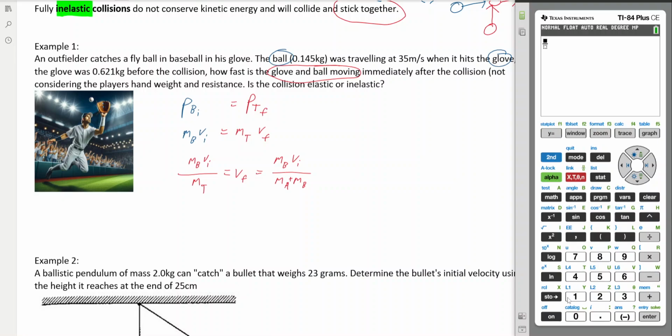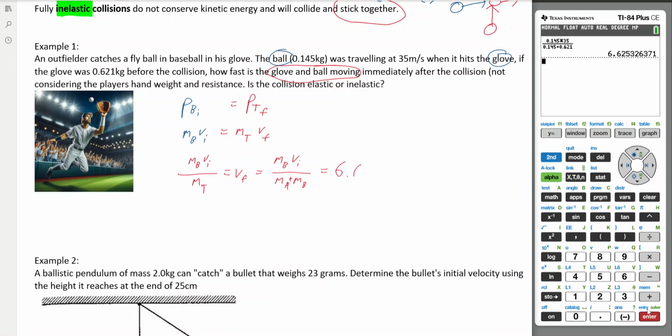Okay, and now we can plug this in our calculator. So we should have 0.145 times 35 over 0.145 plus 0.6121, sorry. And then we get a speed of 6.625 meters per second. And this is immediately after the collision, just before the person starts to react and start to slow down the ball.